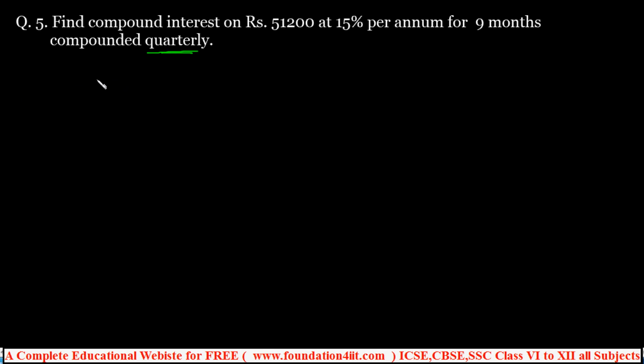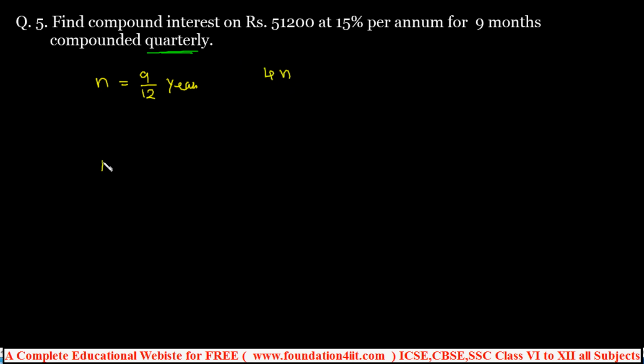First, n is equal to the number of years, right? But the number of years is not given. It is 9 months. We can convert 9 months into years, which is 9 by 12 years. So n is 9 by 12 years. But because it is compounded quarterly, 4n will be written as the power.